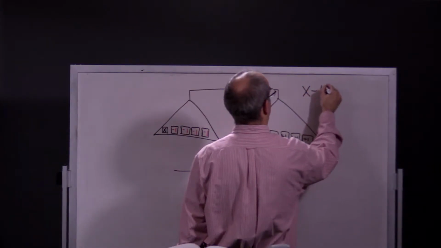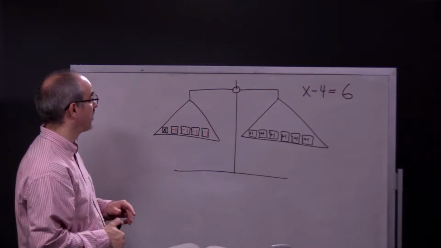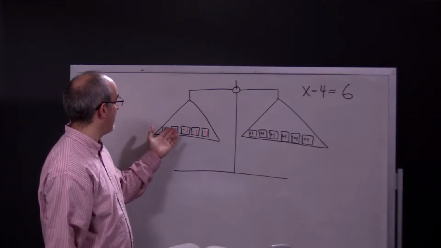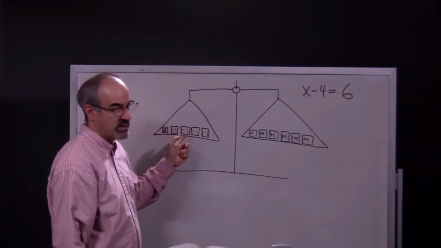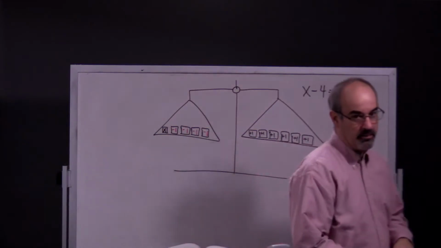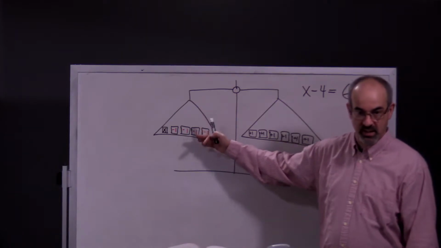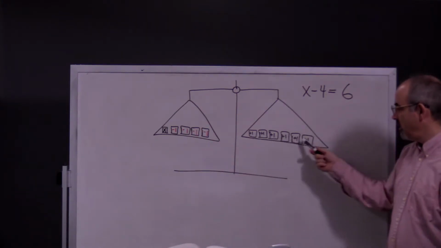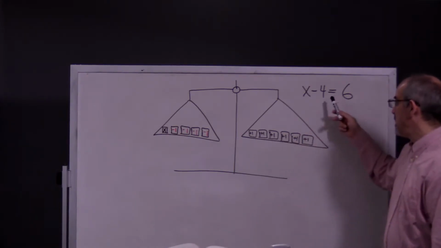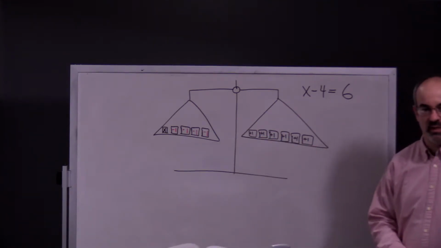x minus 4 equals 6. That's because on this side of the scale we have x, and then we have these blocks which are each -1. There's 4 of them, so that's the -4 part. Over here you just have 6 blocks that have +1, so that's 6. The fact that they're balanced means that they're equal. That's where the equal sign comes in.